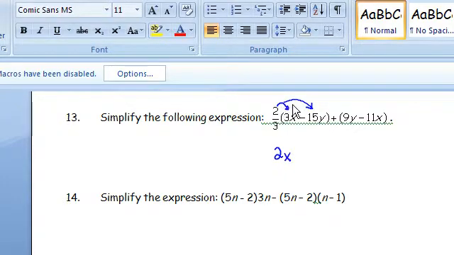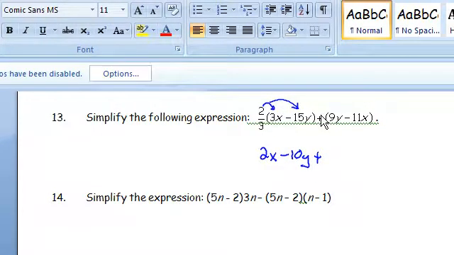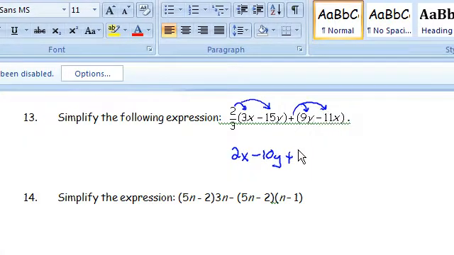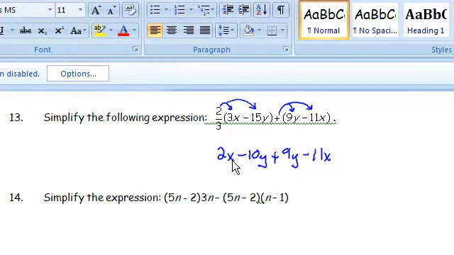2x. 2/3 times negative 15 would be negative 10y. Plus, okay, that plus 1 distributes to both of these, so we can lose these parentheses. We can write plus 9y minus 11x, and we'll add like terms. 2x minus 11x would be negative 9x. Negative 10y plus 9y will be negative 1y. So there's the simplified expression.